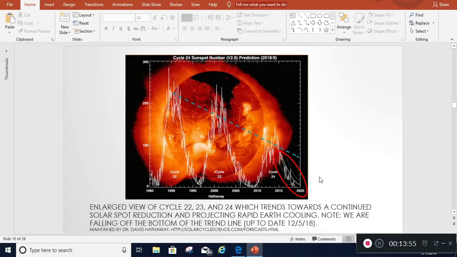All right, so here we go. Now we're zooming in for just the last 3 cycles. This is 1985, and the same thing. See this declining trend that's occurring? And we're falling off to where there's just no sunspots at all.